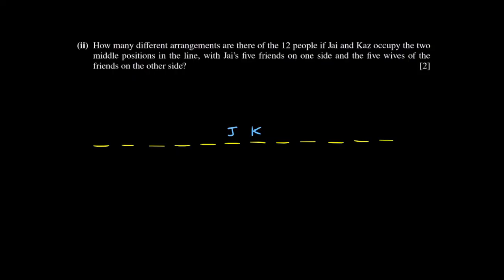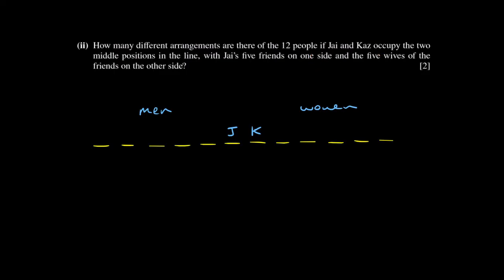And the other thing you need to think about is, you've got J's 5 friends on one side and the 5 wives on the other side. Now, it doesn't specify that the men are on this side and the women are on this side. That's what I assumed when I first read the question, that the men are going to be on the side with J in it, and the women on the side with Kai. But that's not actually true. It could also be the case that the women are on that side next to J, and the men are on this side next to K, because it doesn't specify. It just says J's 5 friends on one side, and the 5 wives on the other side.